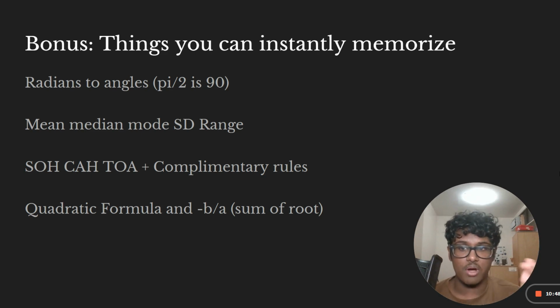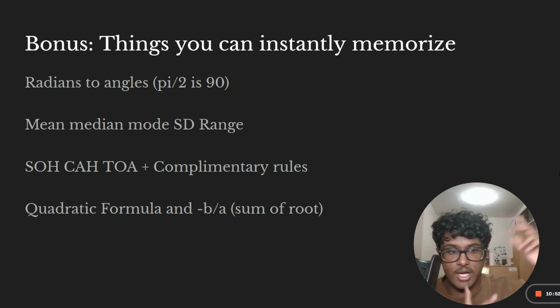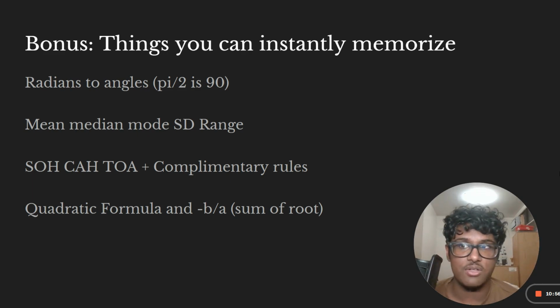Know SOHCAHTOA, which is just the sine, cosine, tangent parts of the right triangle. You just need to memorize those and know the complementary rules, that the sine of an angle is equal to the cosine of 90 minus that angle. Just memorize those and know the quadratic formula and that minus b over a is the sum of the roots of any quadratic equation if it's put in its standard form.